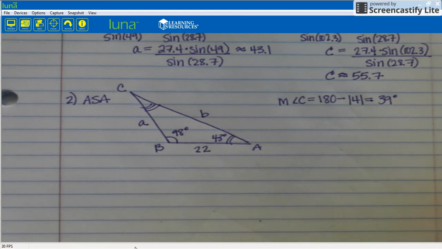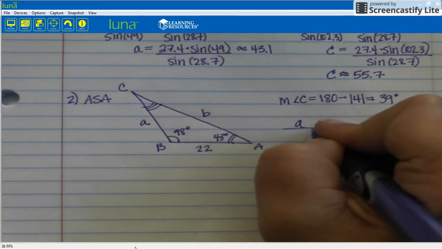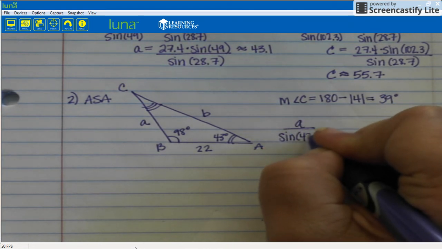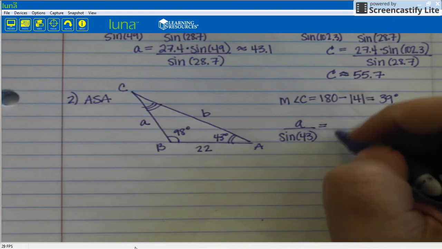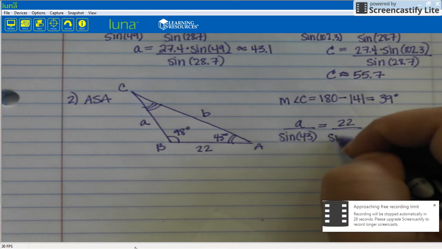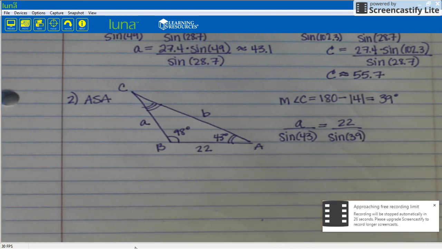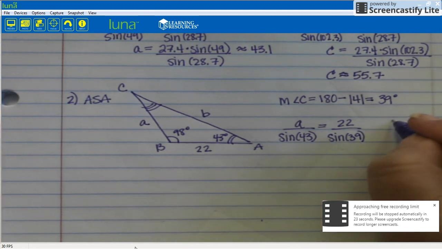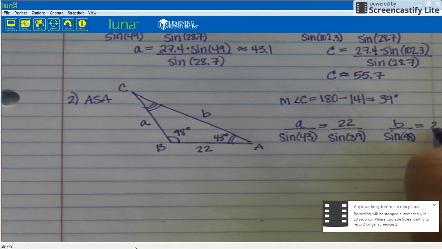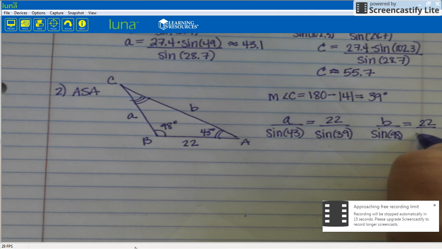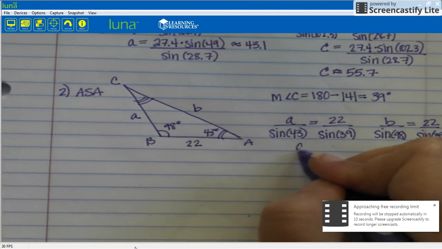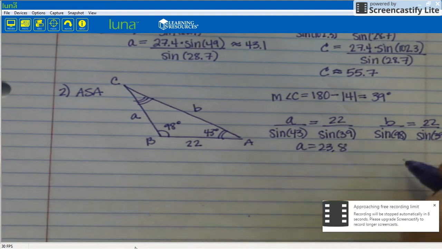And then to solve for a and b, I use my law of sines. So I have a over the sine of 43 equals 22 over the sine of 39. And then the same thing for b, I have b over the sine of 98 equals 22 over the sine of 39. And this will give you a is 23.8 and b is 34.6.